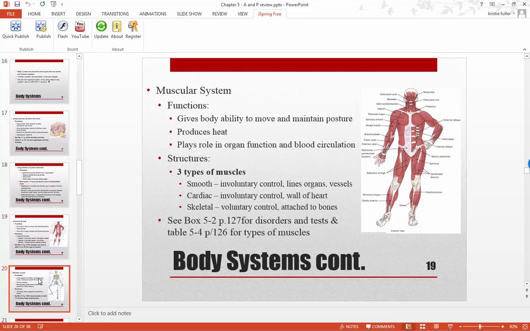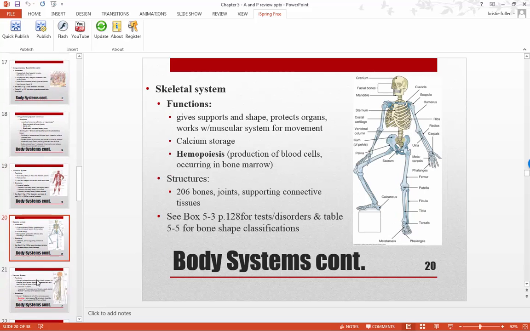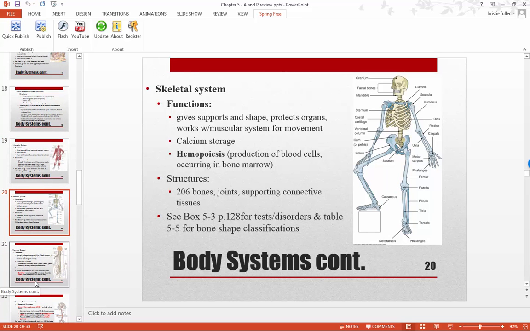The skeletal system is next, and that also provides support for our body, provides shape. If we didn't have skeletons, then we would just be a big blob of whatever on the floor. We would look very different as human beings, wouldn't we? But the skeletal system also serves two other functions that you may not necessarily think of.